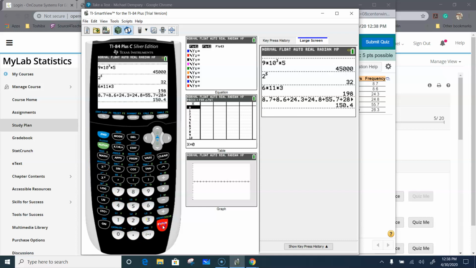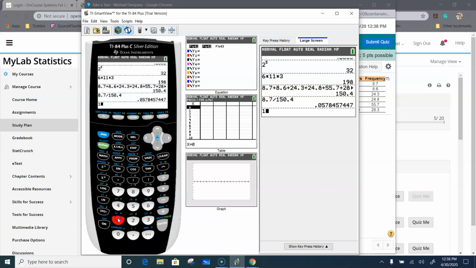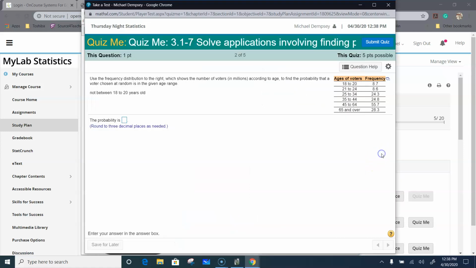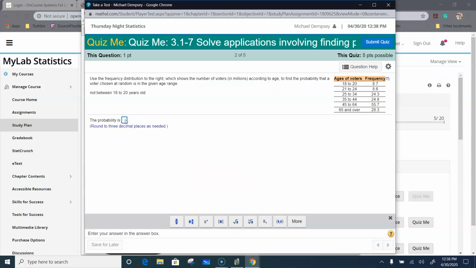Okay, 8.7 divided by 150.4. So I want to take that and subtract it from 1. So 1 minus 0.0578. Let's go 457. And we'll see how many decimal places they want. So I get 0.942, 3 decimal places.